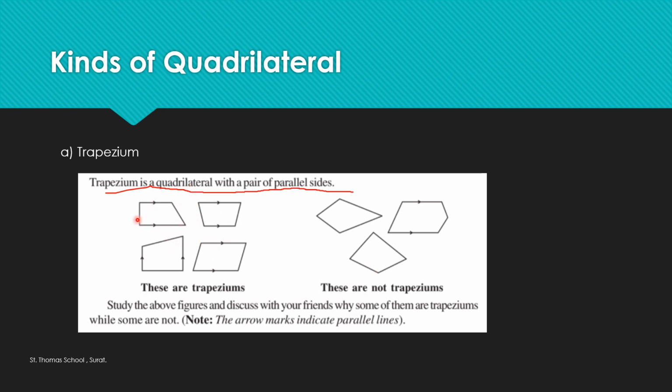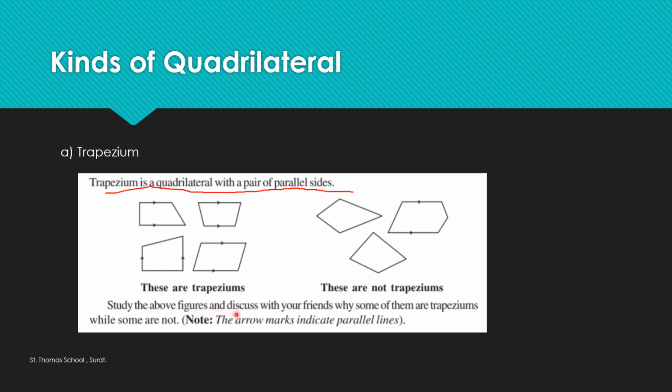In this quadrilateral, there are 4 sides. One pair of opposite sides is parallel. Here again, these 2 sides are parallel. Here also you can see these 2 sides are parallel. That means one pair of opposite sides is parallel. So we can say that it is a trapezium. But in this case, these opposite sides are not parallel. So it is not a trapezium. Again here 1, 2, 3. But here there are 5 sides, right? So trapezium means a 4-sided figure. So again it is not a trapezium. Again here no sides are parallel. So it is not a trapezium.